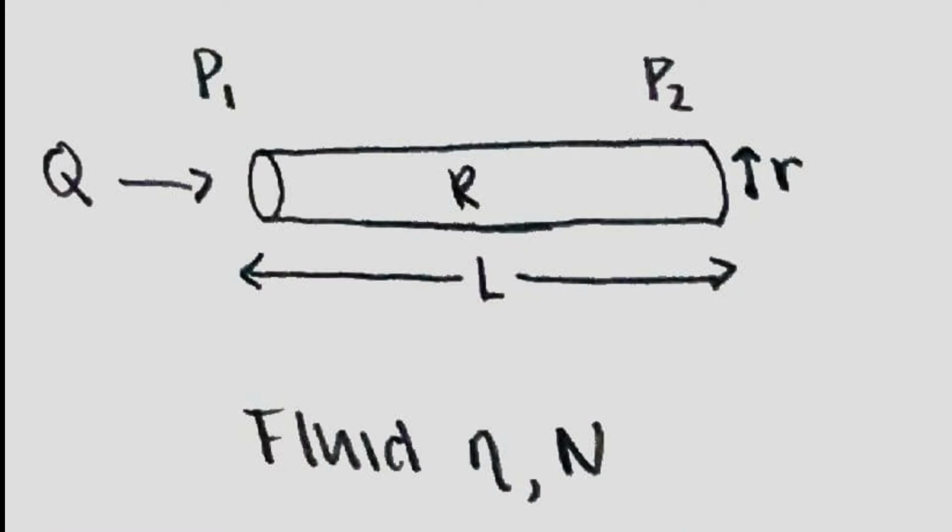Today I will be talking about resistance and compliance of the blood vessels. This is a drawing of a single blood vessel. In this drawing, R equals tube resistance, Q represents flow rate, P1 represents the initial pressure, P2 represents the final pressure, L represents the length of the blood vessel, little r represents the radius, capital N represents the number of tubes in parallel, and little n represents the fluid viscosity.